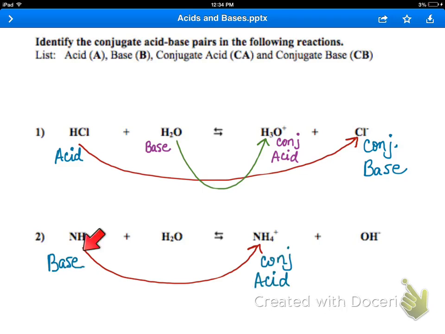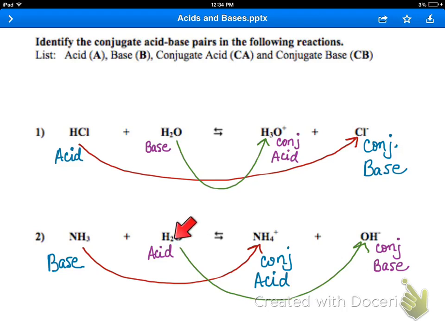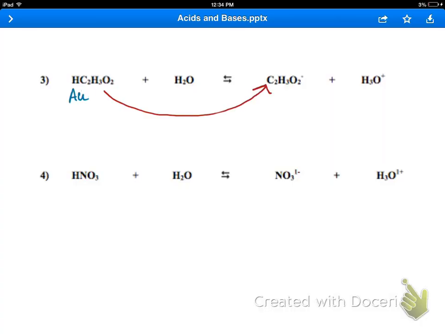So NH3 acts as a base because it gains a proton, and this is its conjugate acid. And water here loses a proton, so water is the acid, and OH minus or hydroxide is its conjugate base. So do the same for the rest of the reactions. Pause the video, check, write your answers in, and then turn it back on and check and see how you did.